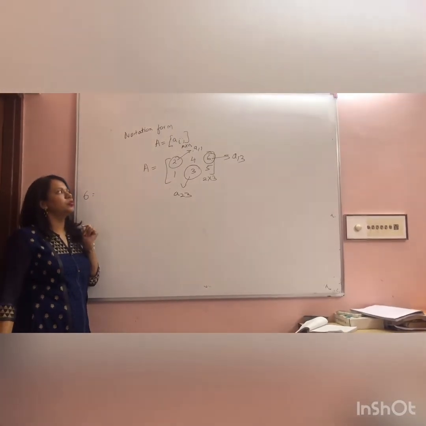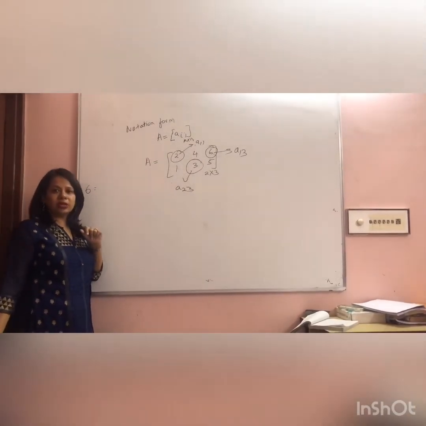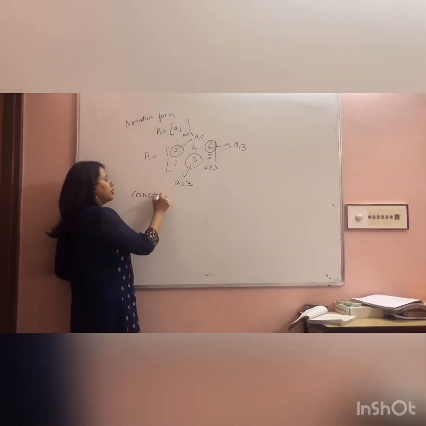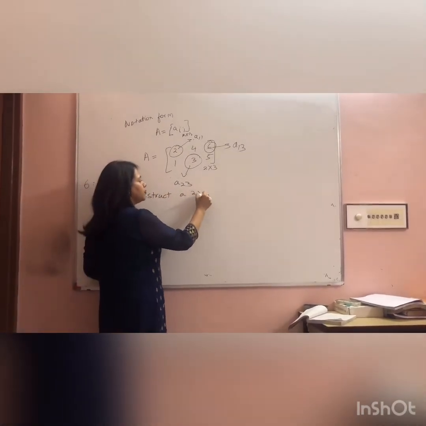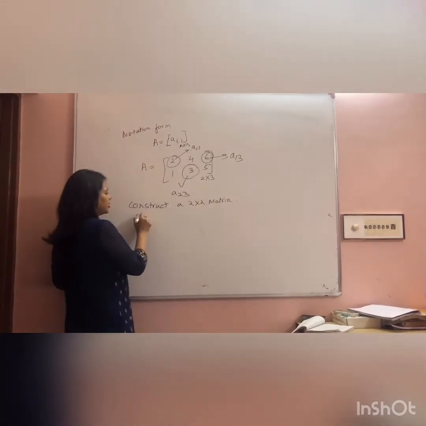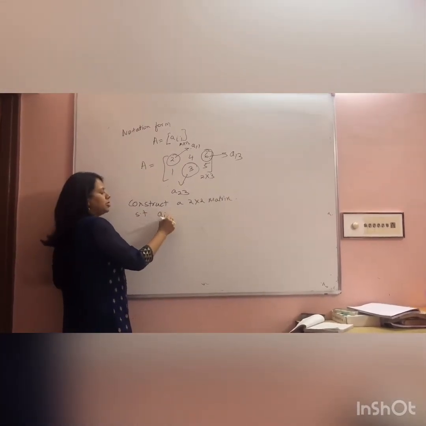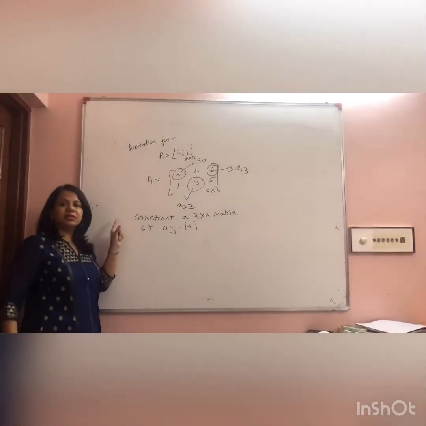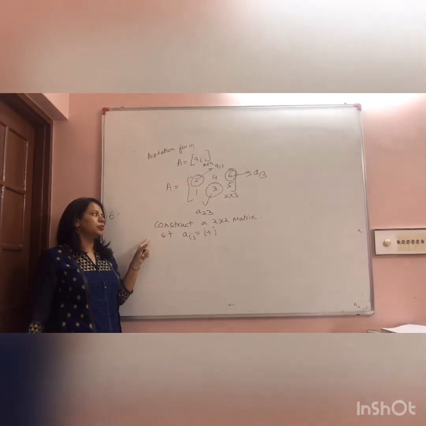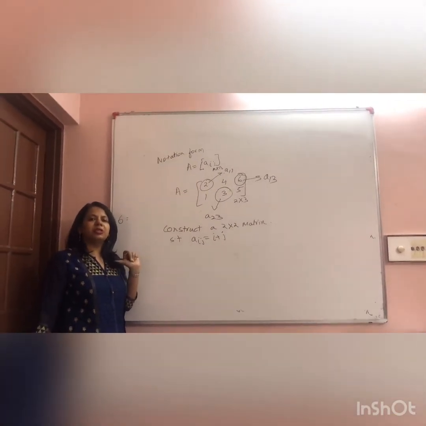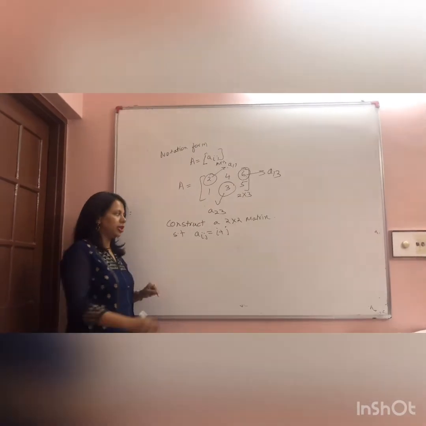So matrix positions are very important. Now for example, if you have to construct a 2 into 2 matrix such that Aij is equal to i plus j. This is given to me in the question. That means I'm supposed to construct a 2 into 2 matrix such that Aij is equal to i plus j.